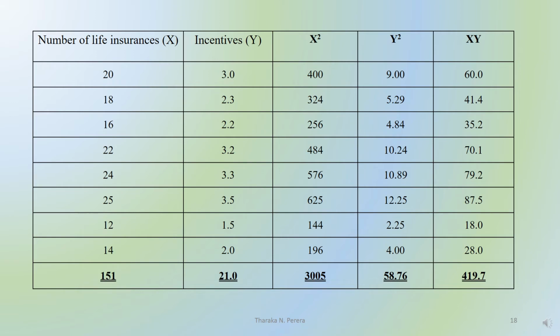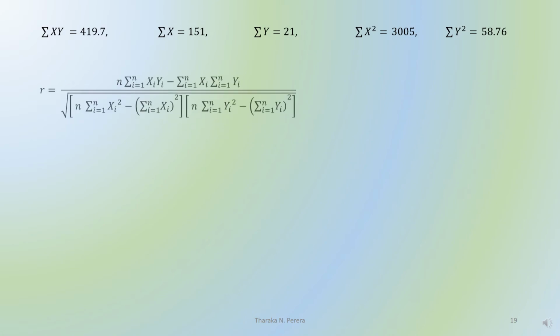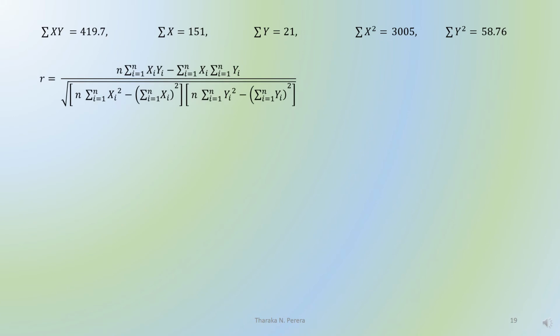After we got the summations of the table, that means sigma x, sigma y, sigma x squared, sigma y squared and sigma xy, we can apply them into the formula. These are the summations we have got from that table. This is the formula. Here n is the number of observations we have, here 8. We have to find the summation of x, y, x and y.